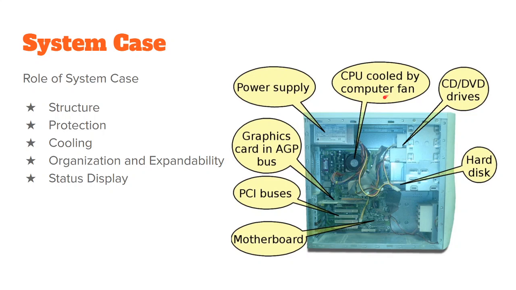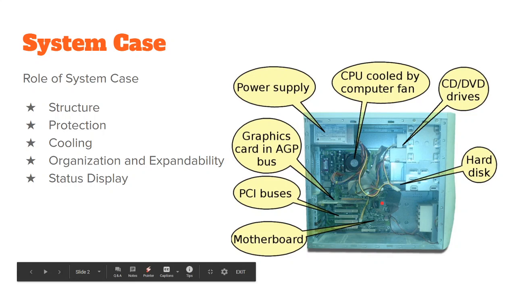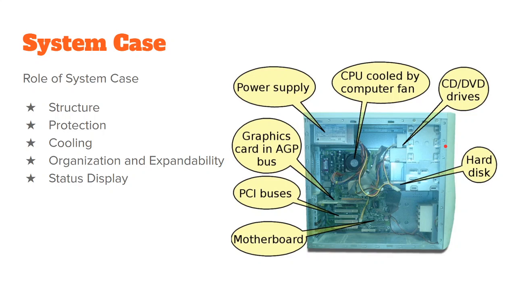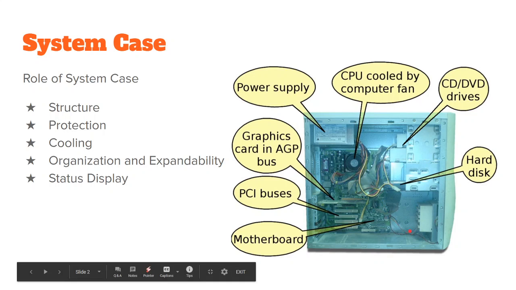So the CPU is cooled by the computer fan. There is a separate set of fans for the system to be cooled. There is a hard disk, there is a CD drive. So this is the front part actually. So here we insert our CD, DVD, or even the pen drive. Pen drive can also be inserted from the back, right? So this is the inside of a CPU, and it has a graphics card, PCI buses. But let us see what all these things are in the coming slides.